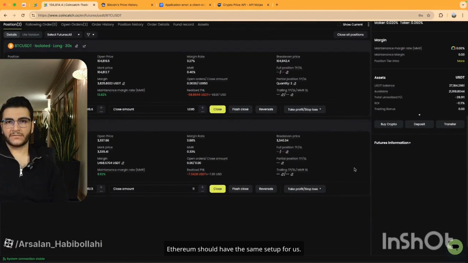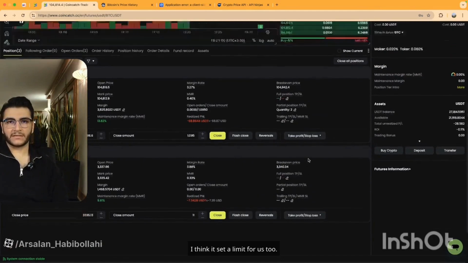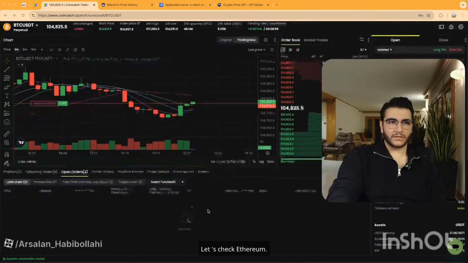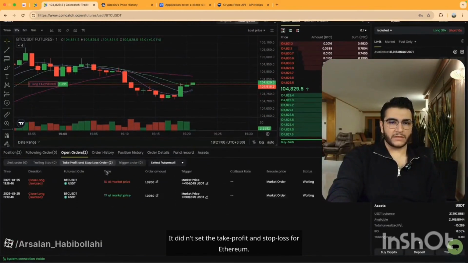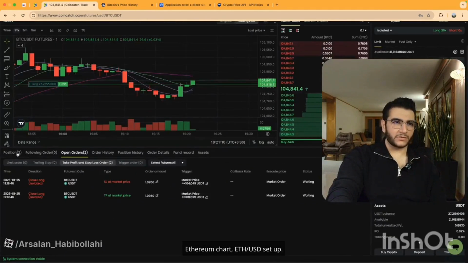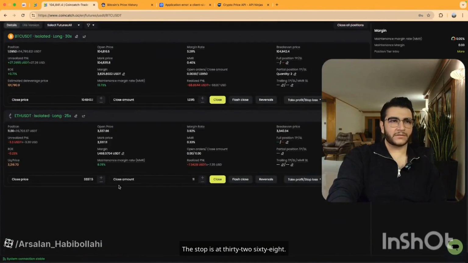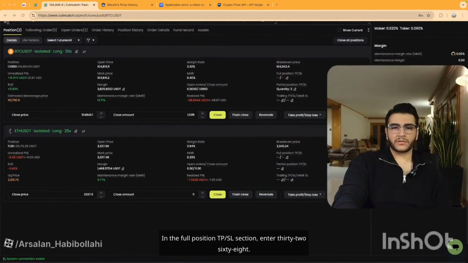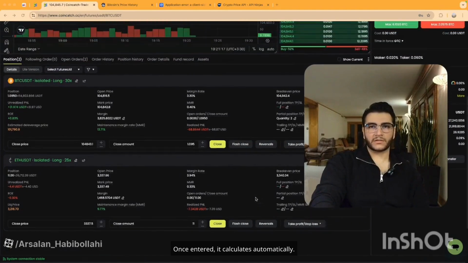Ethereum should have the same setup for us. I think it set a limit for us too. Let's check Ethereum. It didn't set the take profit and stop loss for Ethereum. Let's set it now. Ethereum chart, ETH/USD setup. The stop is at 32.68. In the full position TP/SL section, enter 32.68. Once entered, it calculates automatically.